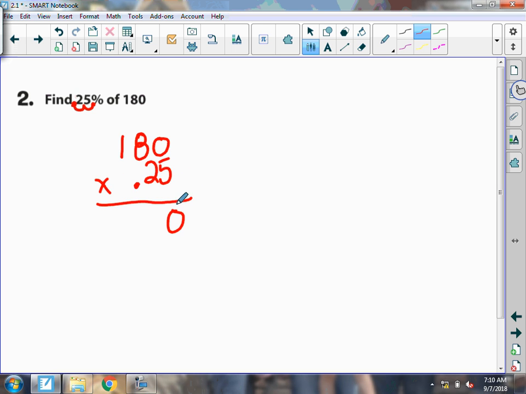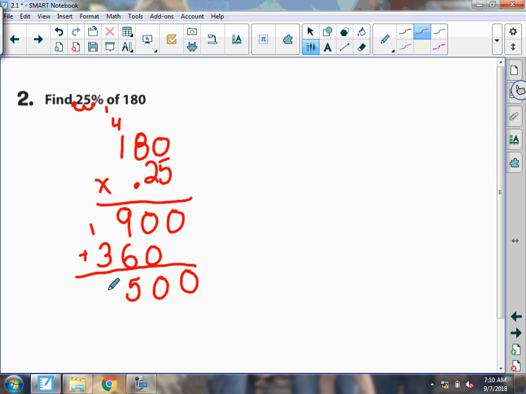5 times 0 is 0. 5 times 8 is 40. 5 times 1 is 5, plus 4 is 9. 2 times 0 is 0. 2 times 8 is 16. And 2 times 1 is 2, plus 1 is 3. So I add 0 plus 0 is 0. 9 plus 6 is 15. And 3 plus 1 is 4. How many decimal places do I have? I have 2. 1, 2. So I'm going to have 2 here. So my answer will be 45.